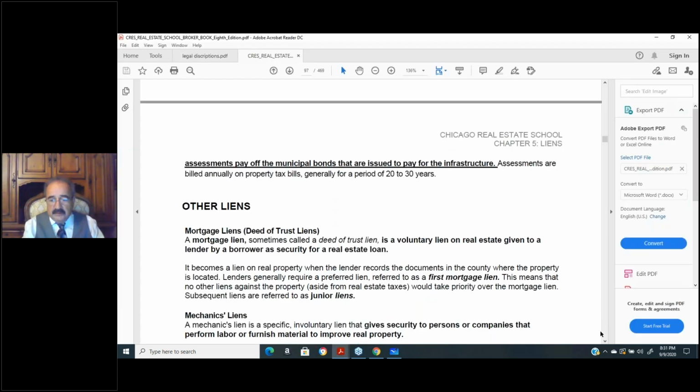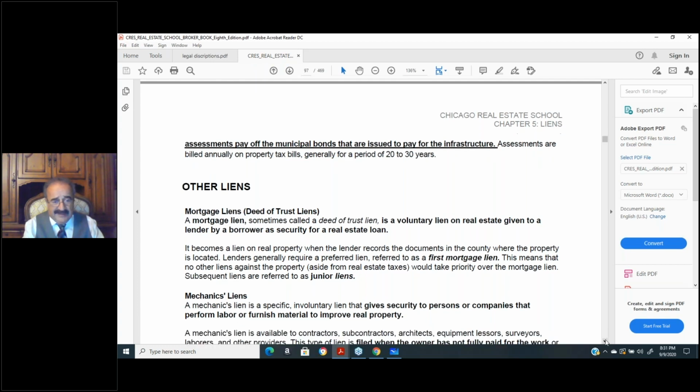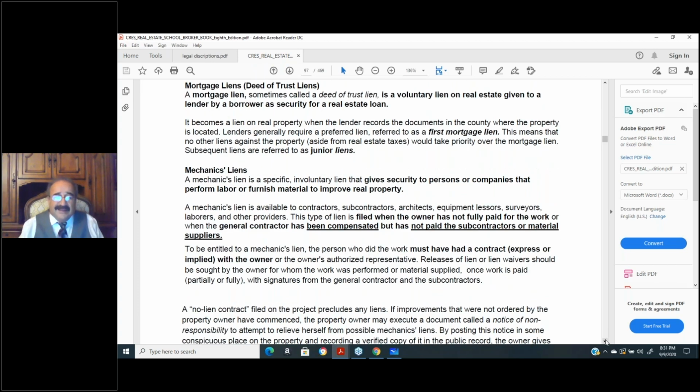Okay, let's talk about other liens. Let's skip down to where it says a mechanics lien. Now, a mechanics lien is a contractor's lien. If you hire a contractor to do some work on your property and you don't pay them, they can file a mechanics lien against you. A mechanics lien can only be filed against real property, not personal property. Now, who could file a mechanics lien? An architect could file one, contractors, the people that supply the materials, the subcontractors, they can all file a mechanics lien.